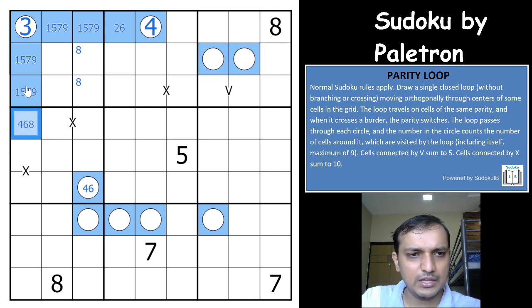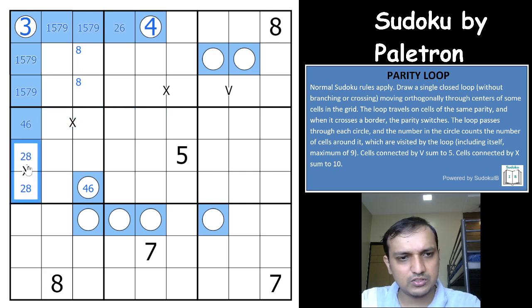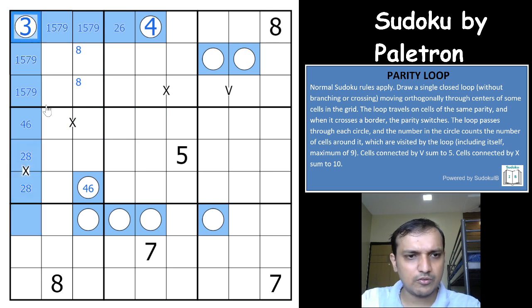Of course, this cannot be 8. You cannot have 8, there are not 8 cells surrounding it, so it's a 4-6 pair here. So one of these 2 cells would have to be 2 and 8. Of course, it cannot be this, because you have a pointing of 8 that removes 8 from this cell, so it has to be this way, and that gives you blue cells here. So we have got the loop here.